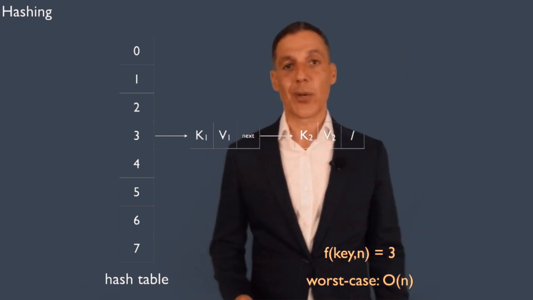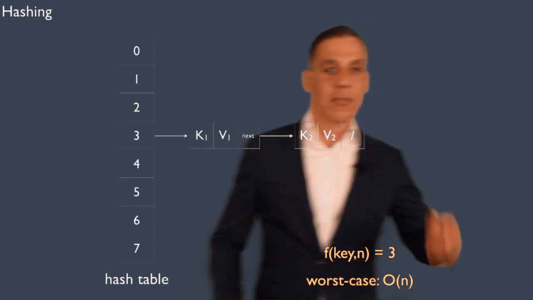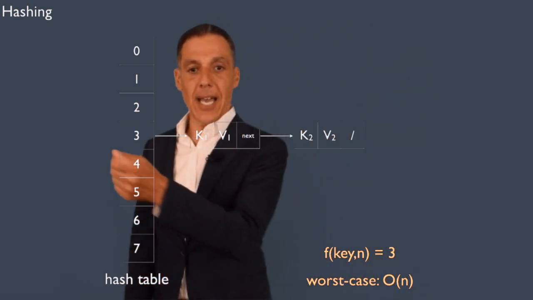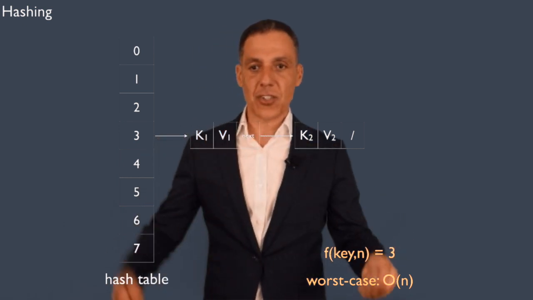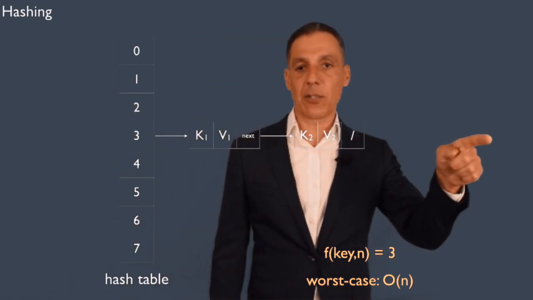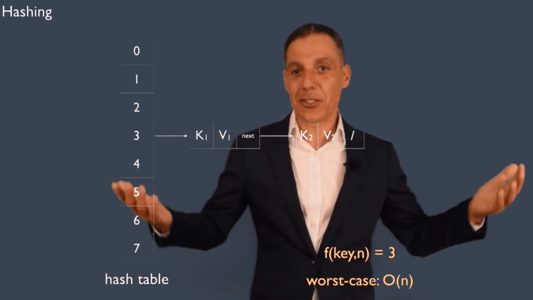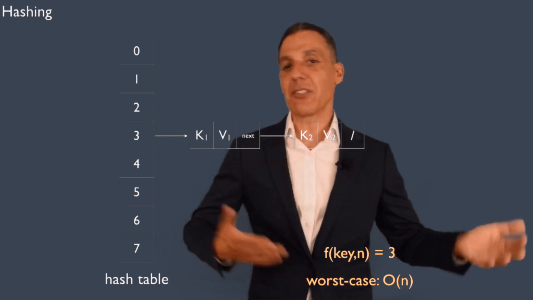Worst case scenario is I'm back to linear search. It's big O of n. Why? Well, I take a key, I put it into my hash function. It says 3. I go to 3, and I've got to walk down a linked list of n elements. That cost me big O of n. So worst case scenario is not bad. It's still linear search. I haven't done any harm, and I haven't done any good.